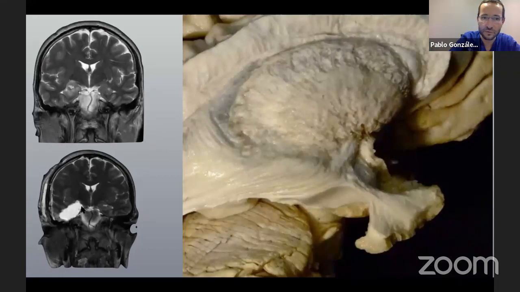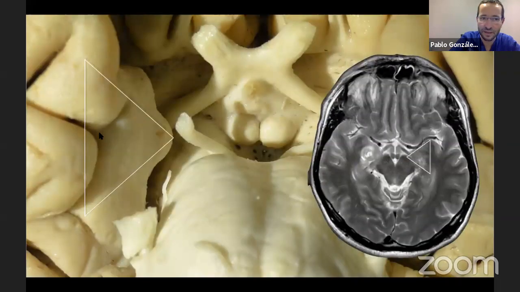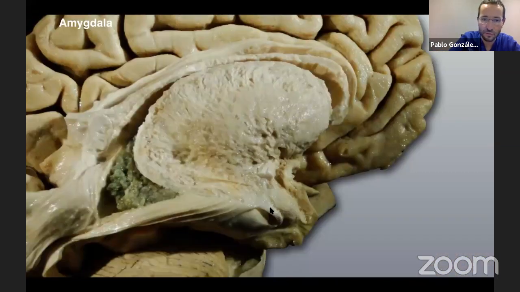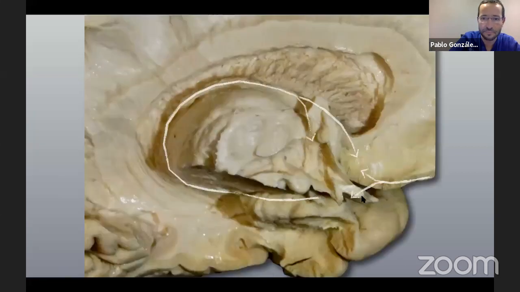So this is the uncus. This pyramidal shape can be divided into an anterior part, which corresponds to the amygdala, and a posterior part, which corresponds to the head of the hippocampus. And if we advance in the dissection, we can see it even more clearly. Meyer's loop has been cut here, head of hippocampus, uncal recess, and the amygdala, which is extraventricular. So this is the pyramidal shape. Posterior part, head of hippocampus; anterior part is made by the amygdala.